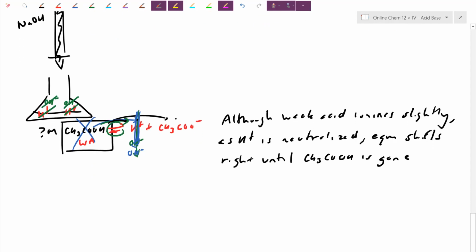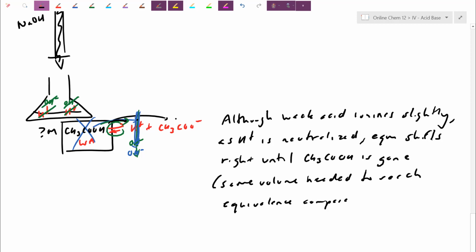So back to my earlier question here, would it take more base, less base if this were compared to a strong acid? It's actually the same volume. Same volume needed to reach equivalence compared to an equimolar. Equimolar just means the same molarity. Equimolar strong acid solution.